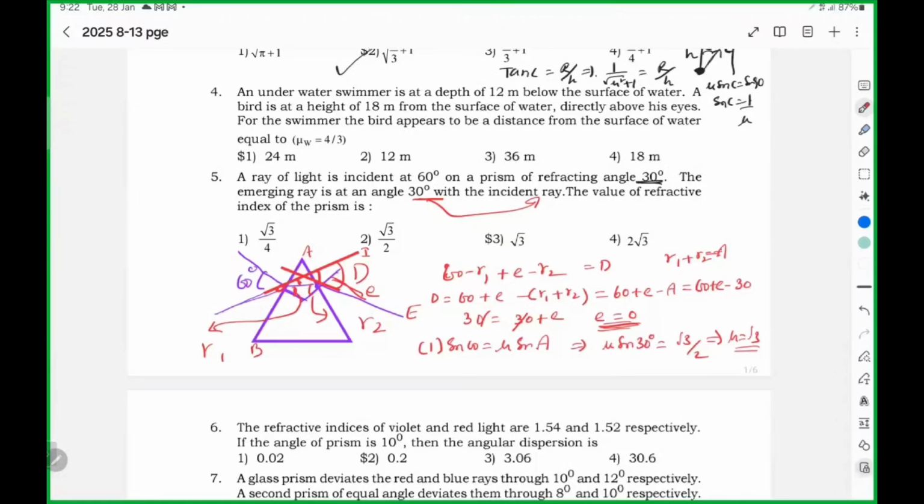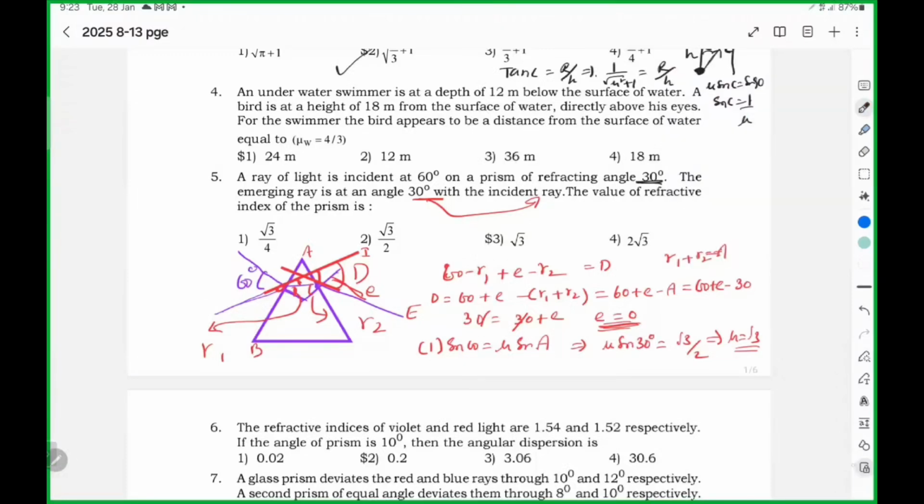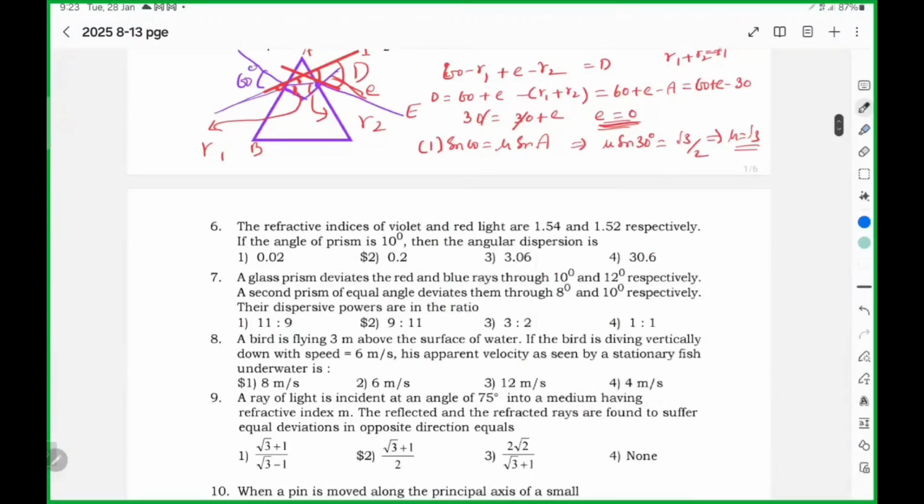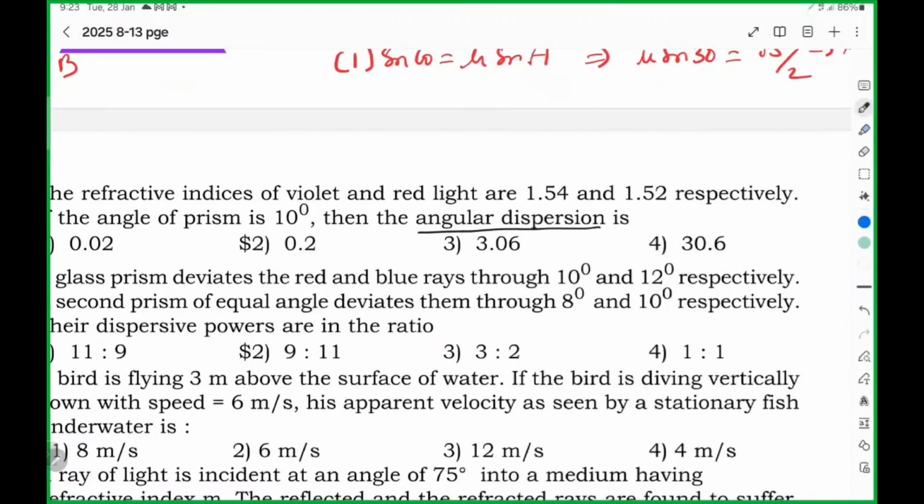Now, the next question is about the refractive index of violet and red. If the angle of prism is 10 degrees, then the angular dispersion. So angular dispersion will be calculated by using the formula mu v minus mu r into A. The difference 0.2 into 10, which is 0.02, sorry, 0.02 into 10, you get 0.2.